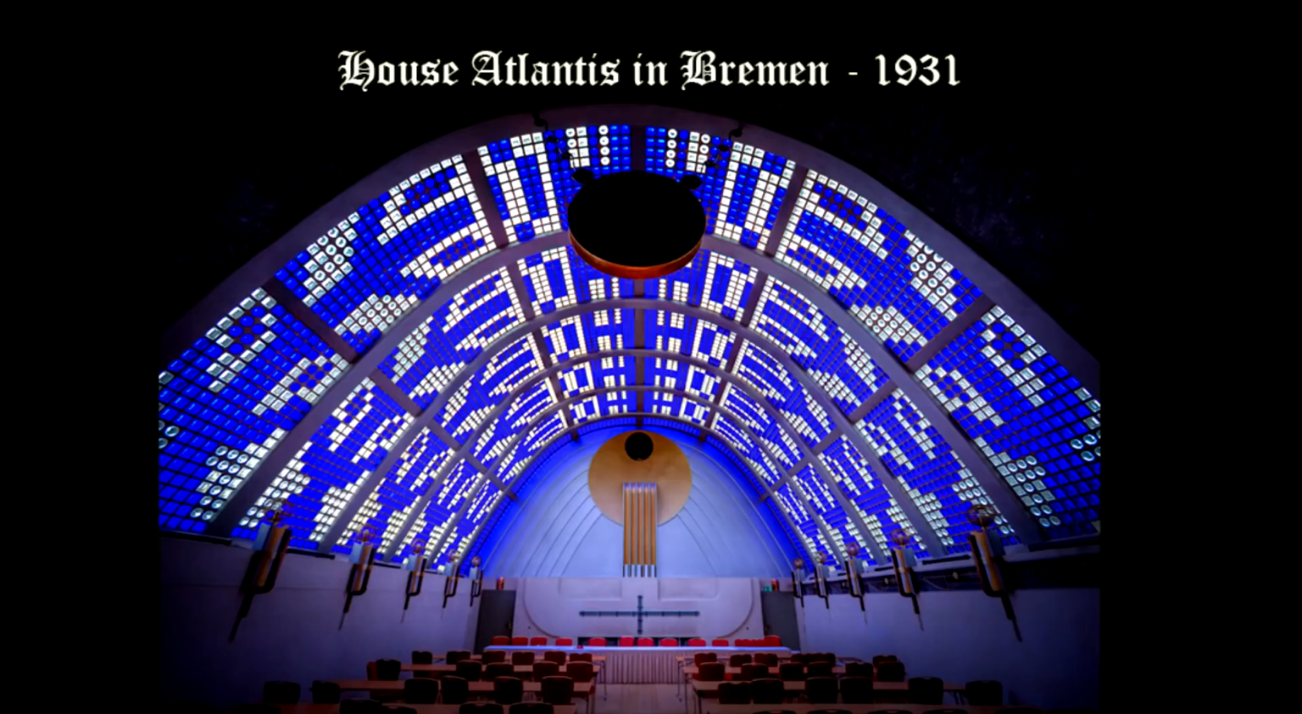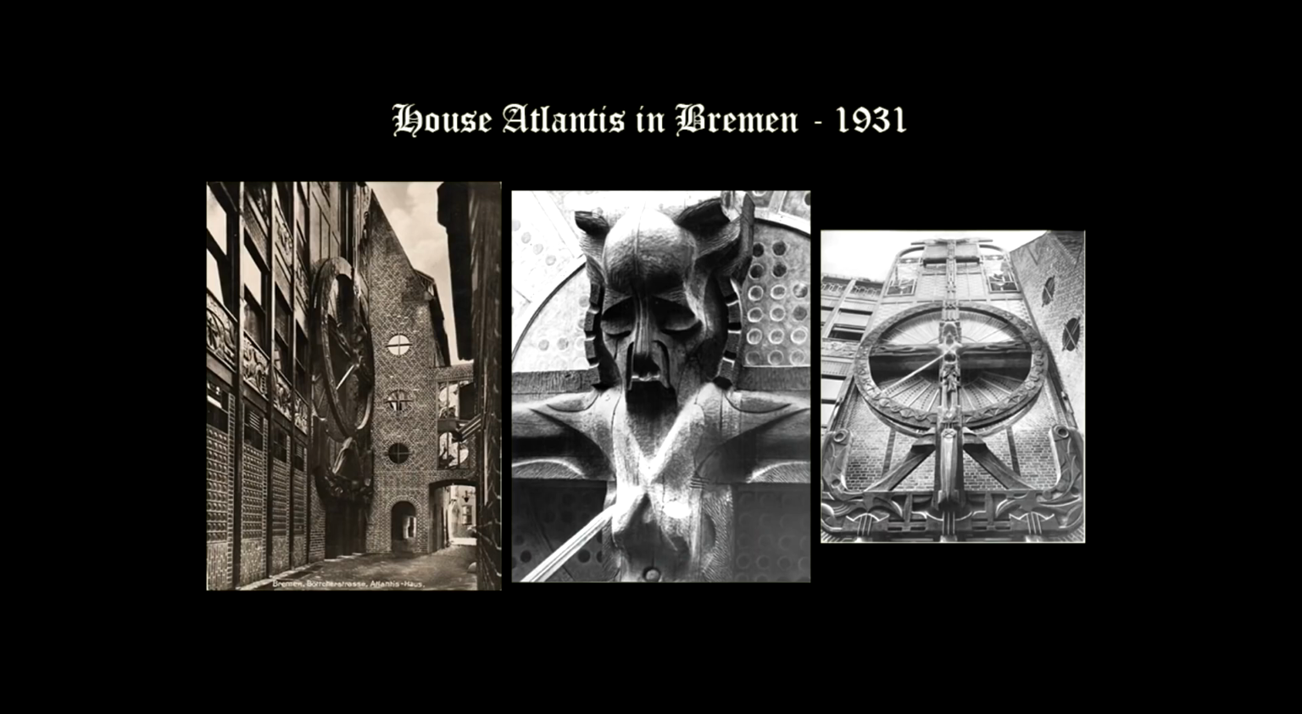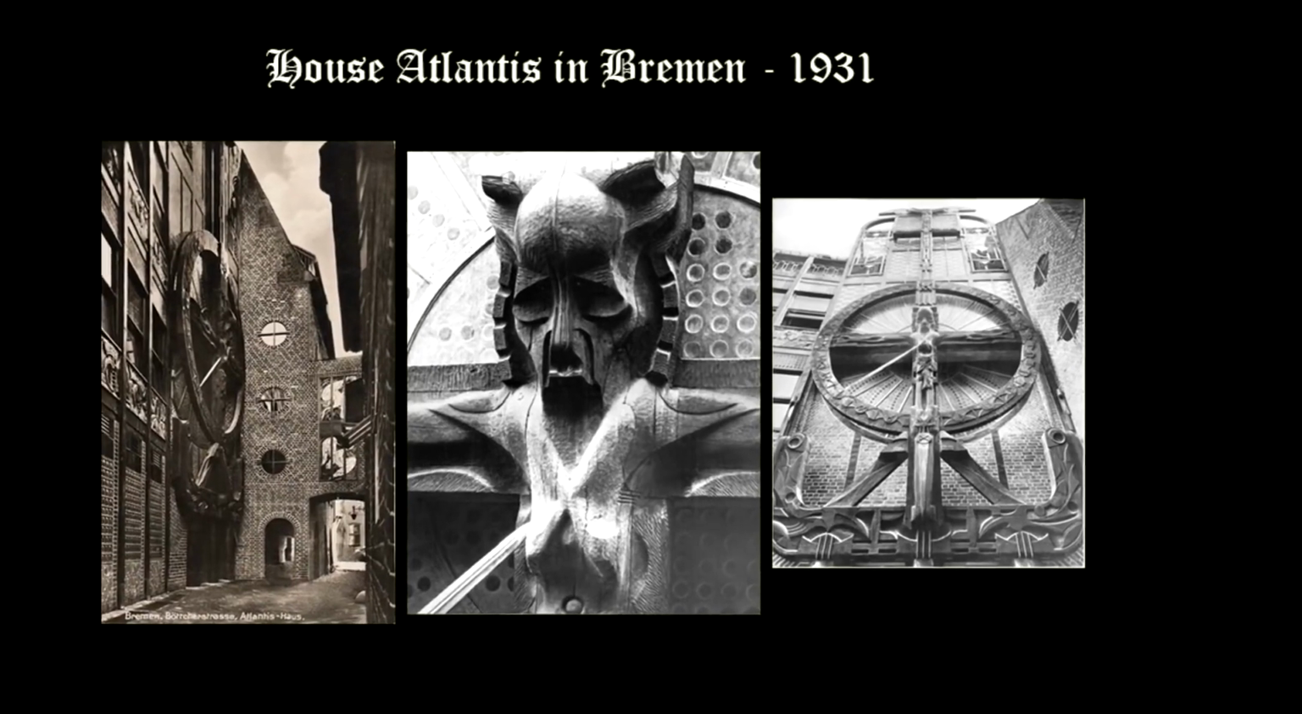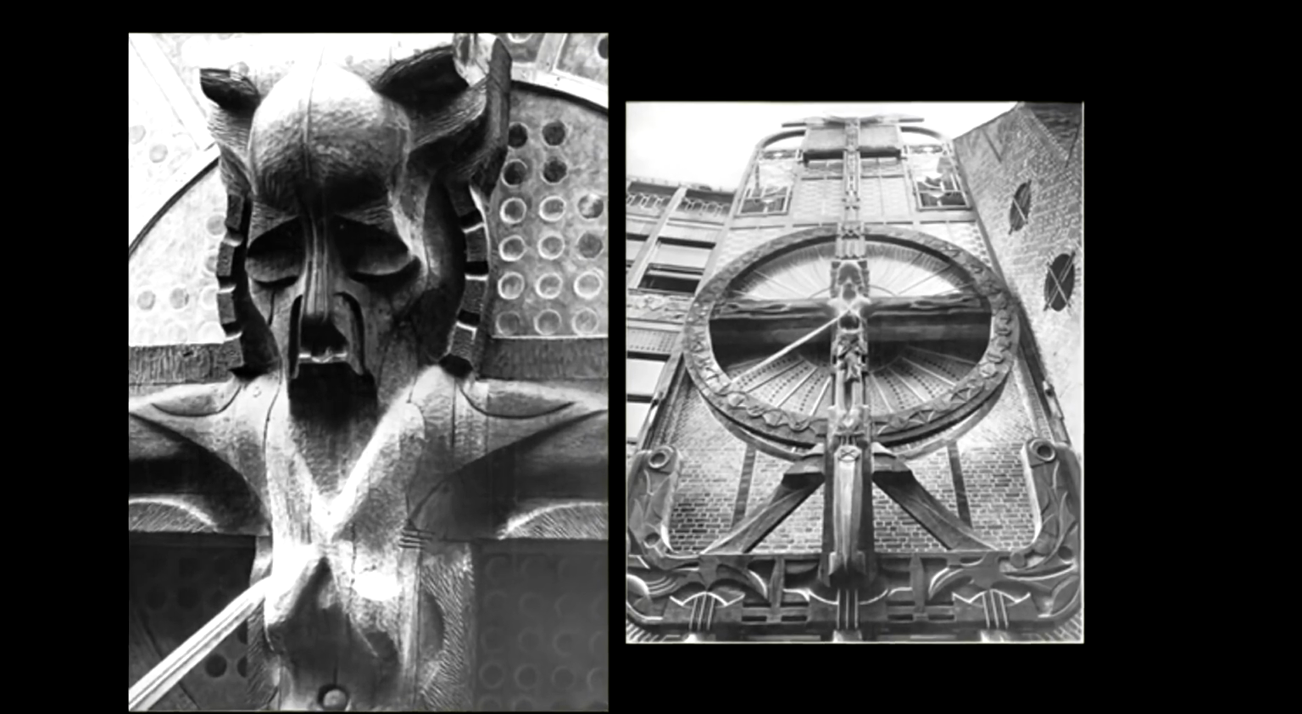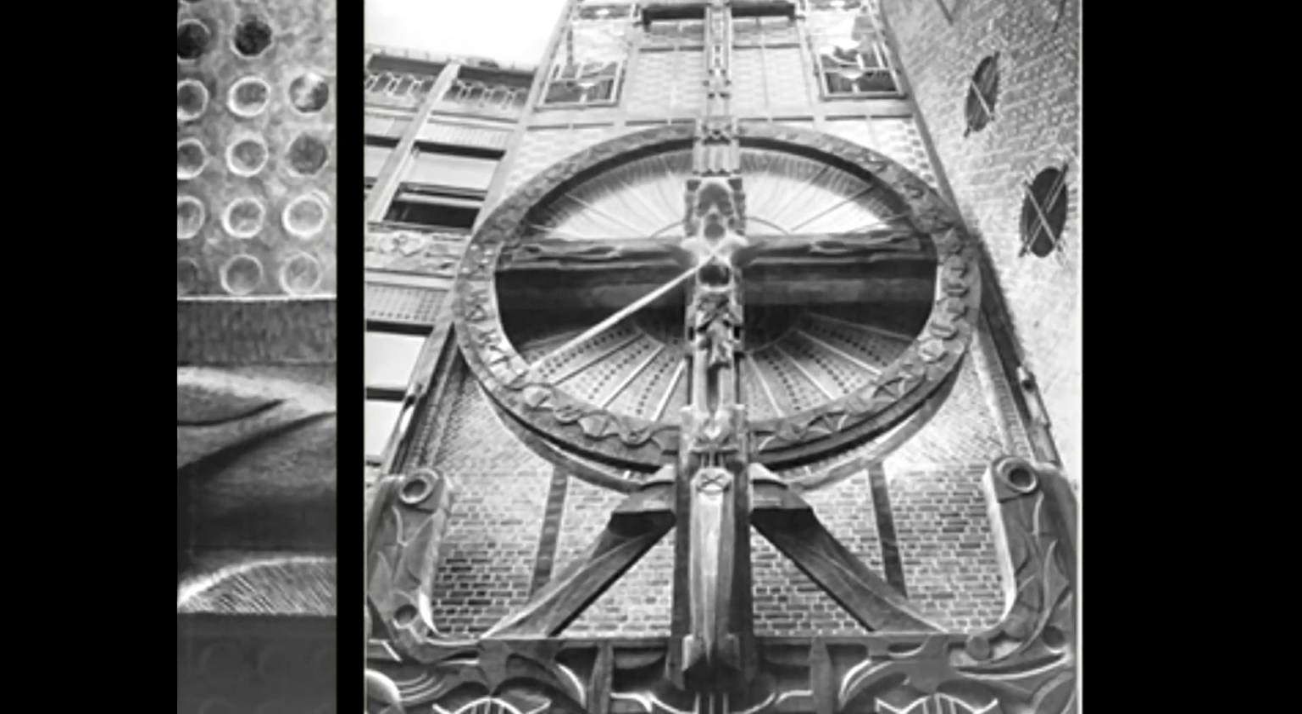Let me show you some pictures of House Atlantis in Bremen, built in 1931 by some German Nazi occultists. On the frontage of the building was hanging a giant sculpture of Odin on the tree of life. Pierced by a spear, he was studying the runes.